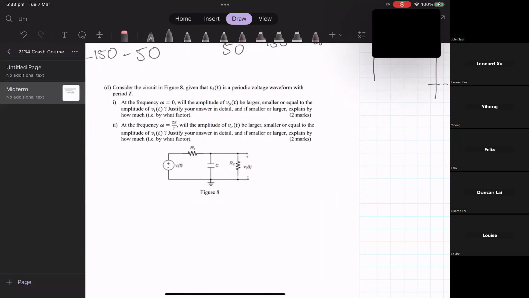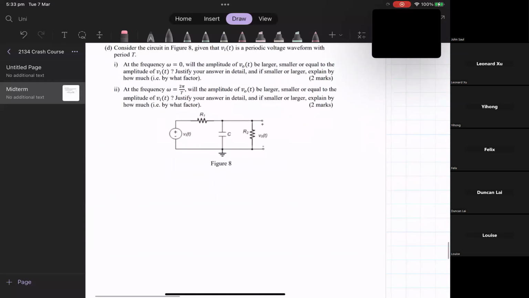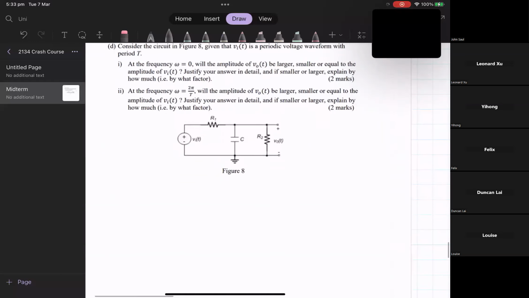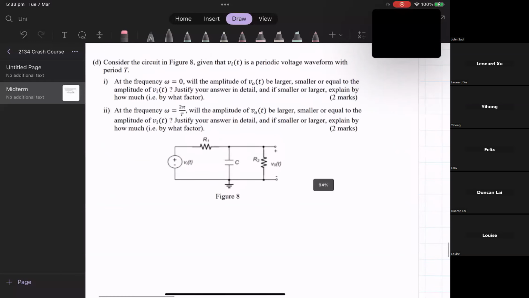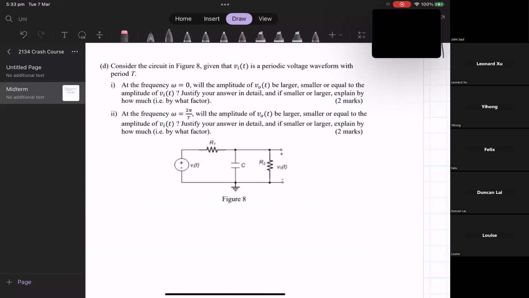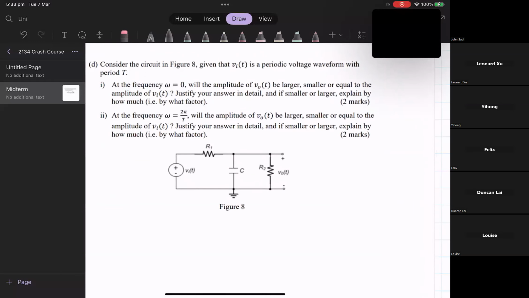For question D, we're asking you to consider another RC circuit. Let's write down the values that were given to start off with. Okay, we aren't given any values. It's a justification question. So at frequency omega equals 0, will the amplitude of V0 of t be larger, smaller, or equal to the amplitude of the Vi of t? Then we have to justify our answer.